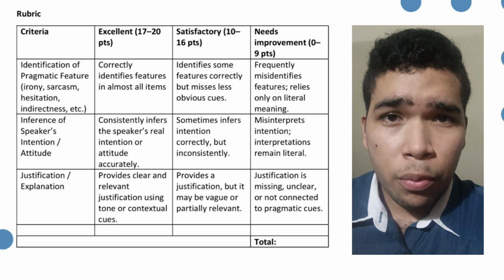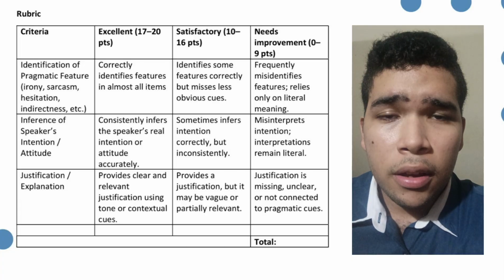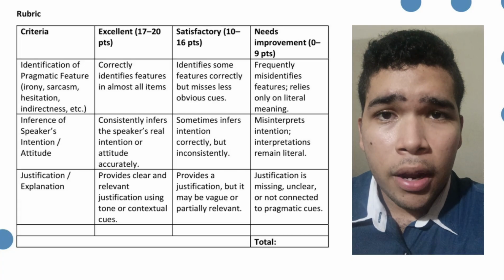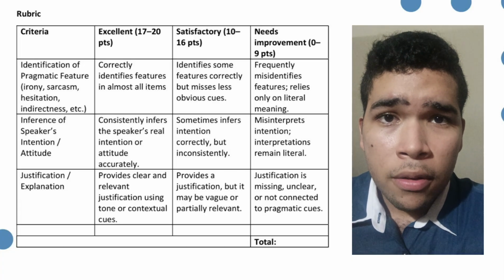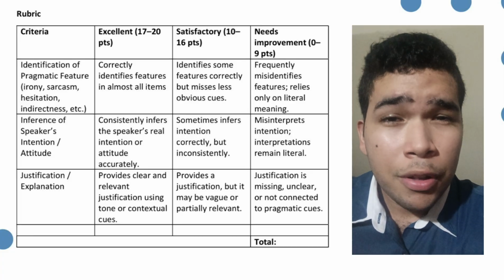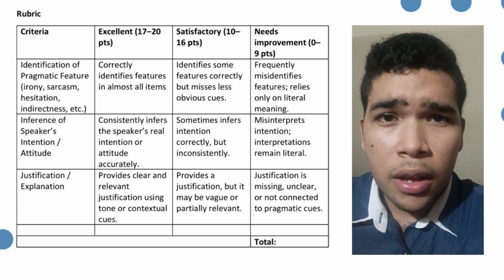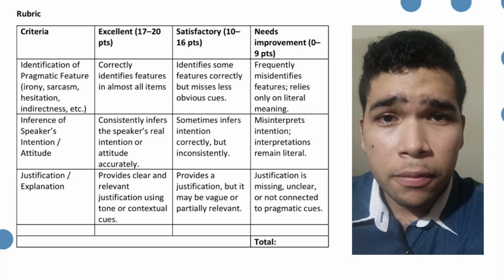To summarize this rubric, those who have an excellent performance is because they identify, infer, and interpret very well. Those who have a satisfactory performance can do the same, but missing some points. And those who need improvement is because they stay in the literal meaning.